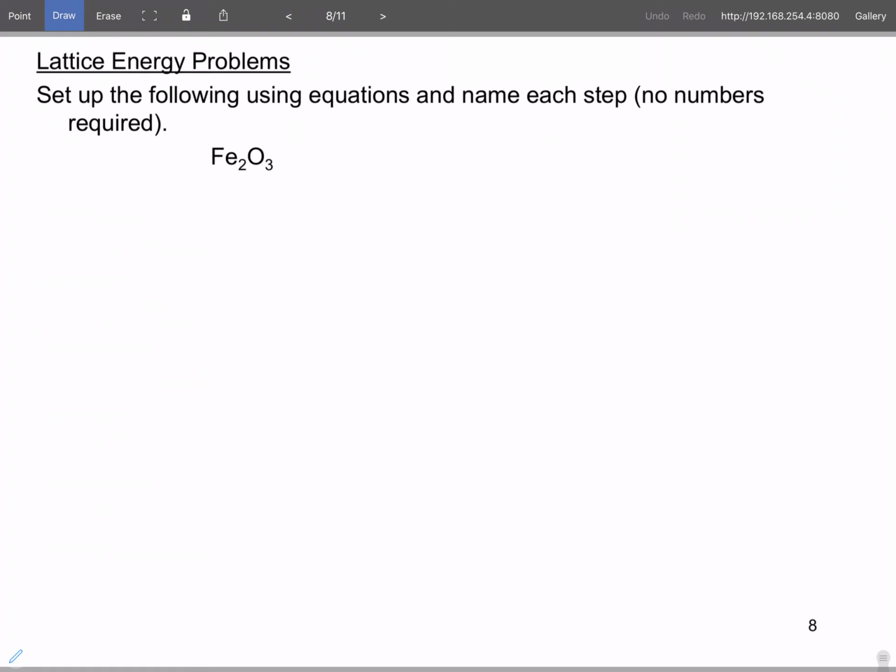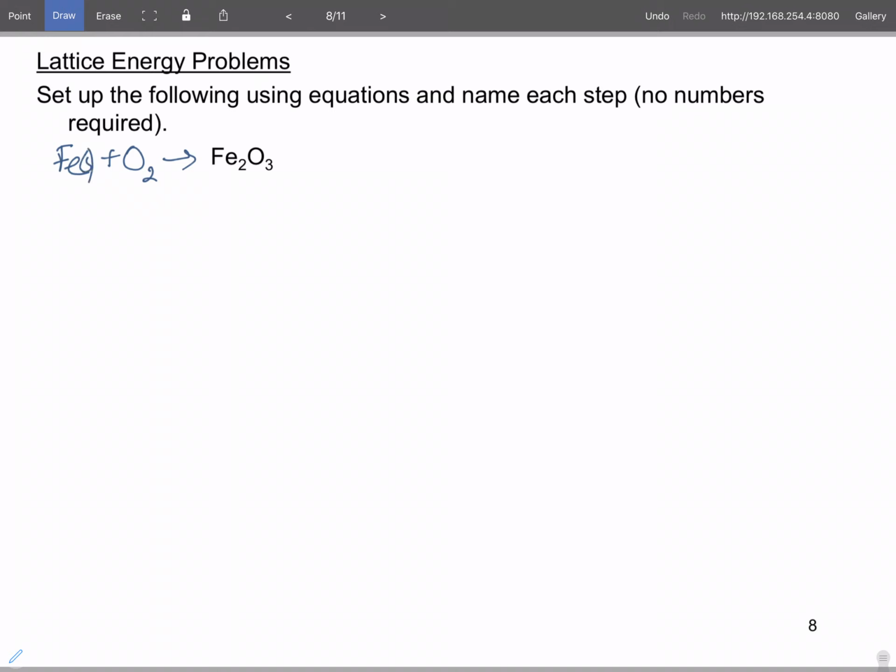Online. Okay, if you are not online, then you would be given a compound and asked to set up the following equations and name each step, etc. Okay, so here we go. So we know that this is going to come from iron and oxygen to produce that.